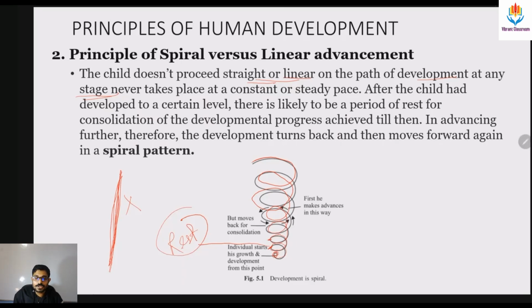After the child has developed to a certain level, there is likely to be a period of rest for consolidation of the developmental progress achieved till then. In advancing further, therefore, the development turns back, then moves forward again in a spiral pattern. Clear concept? Growth is not a linear advancement. Growth is a spiral advancement.